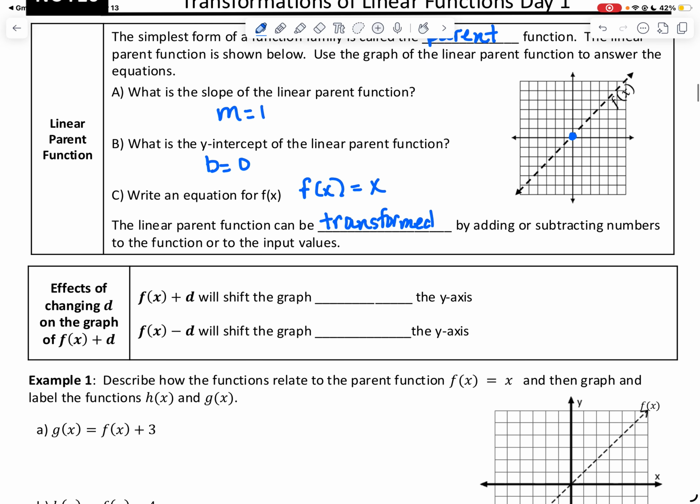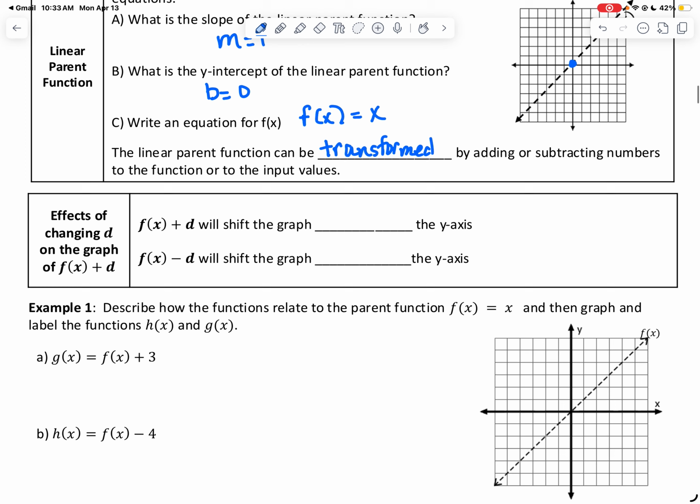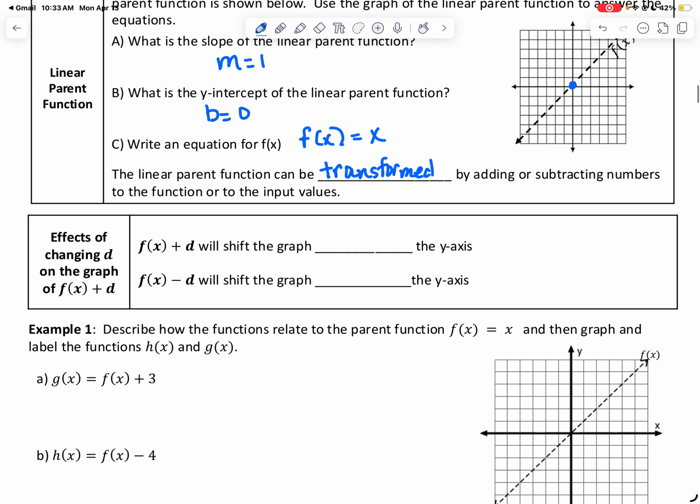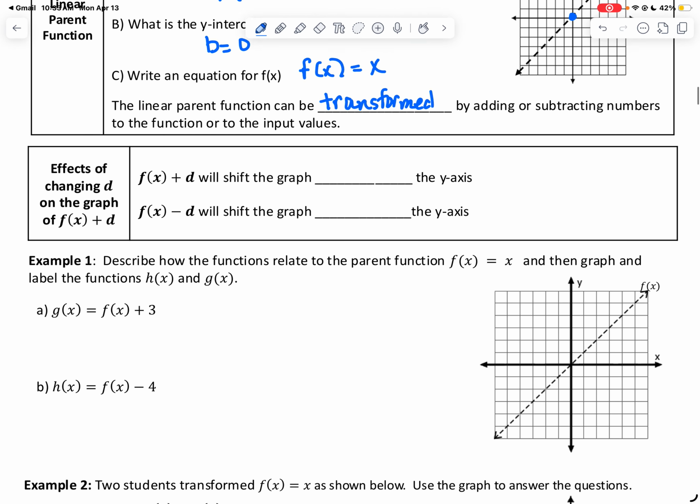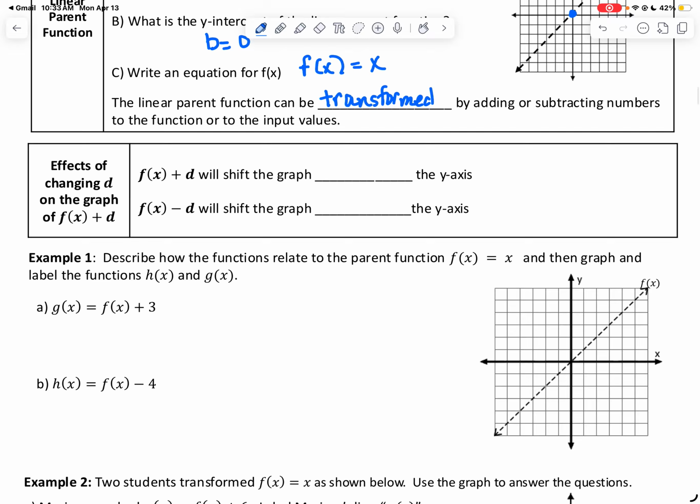Let's start by looking at what happens when we add or subtract numbers to the function. So if we have f of x plus d, in other words, f of x plus some constant like f of x plus 8, f of x plus 12, the graph will move up the y-axis. If we have f of x minus d, the graph will move down the y-axis. So only the y values are being changed here.